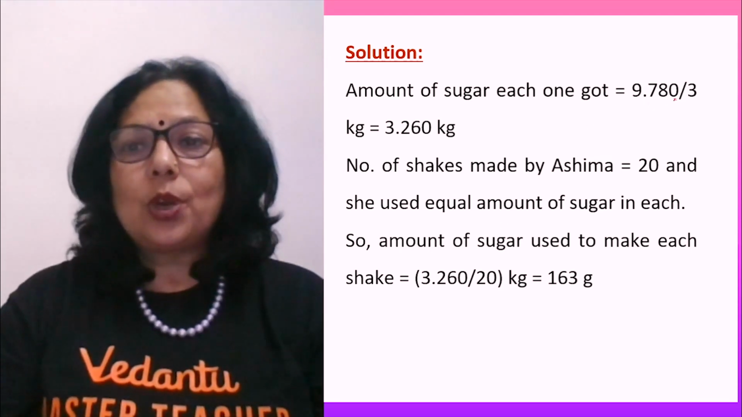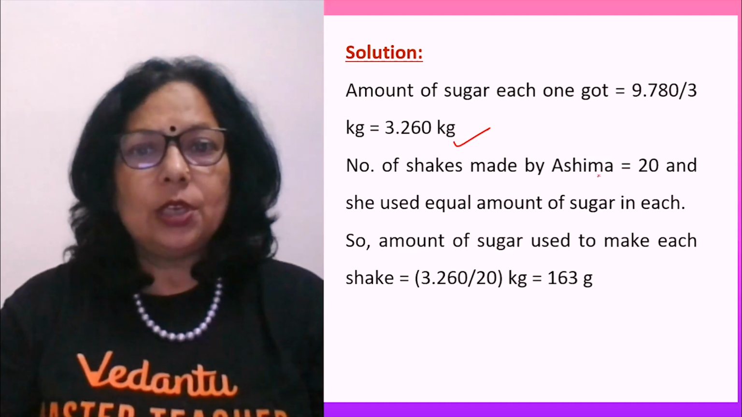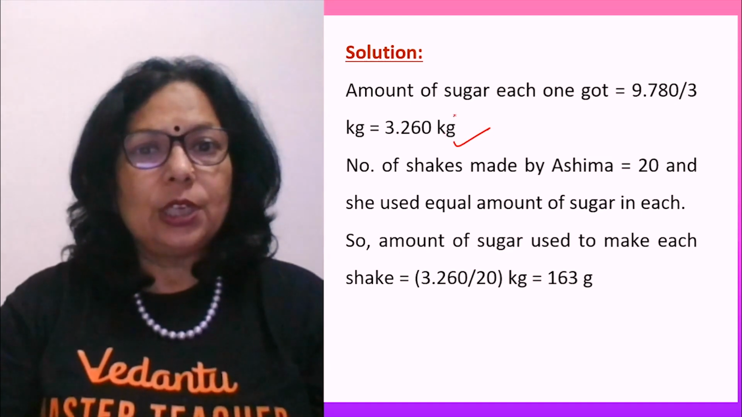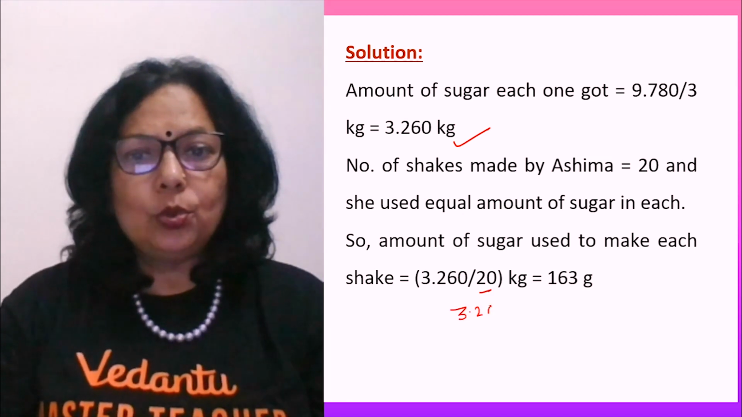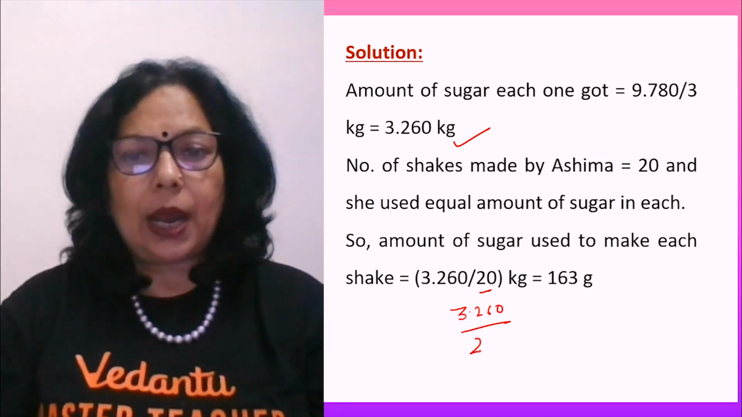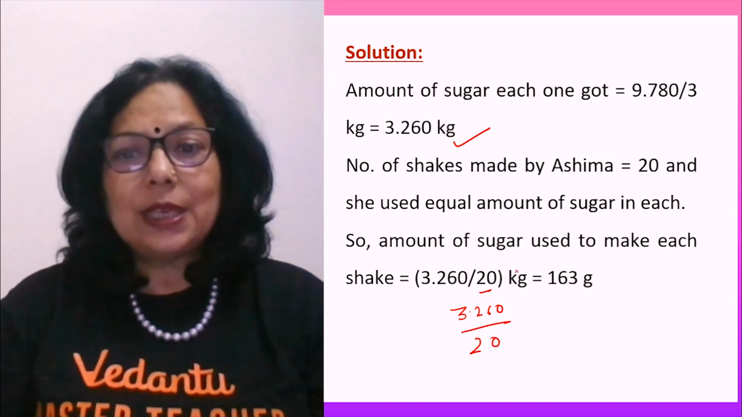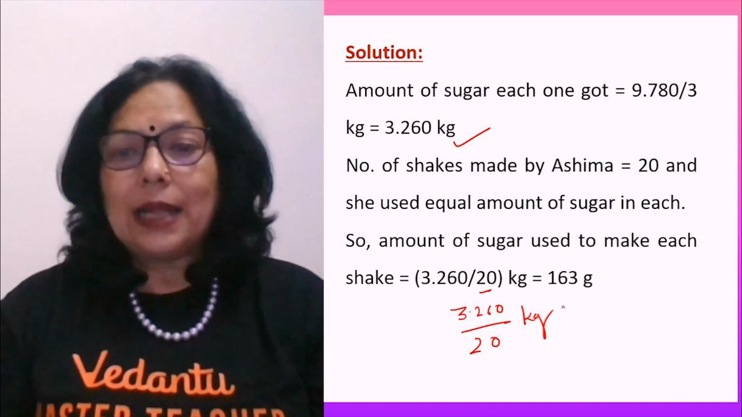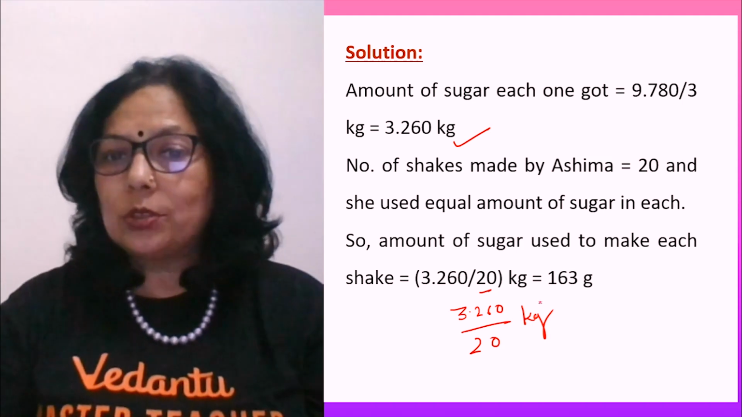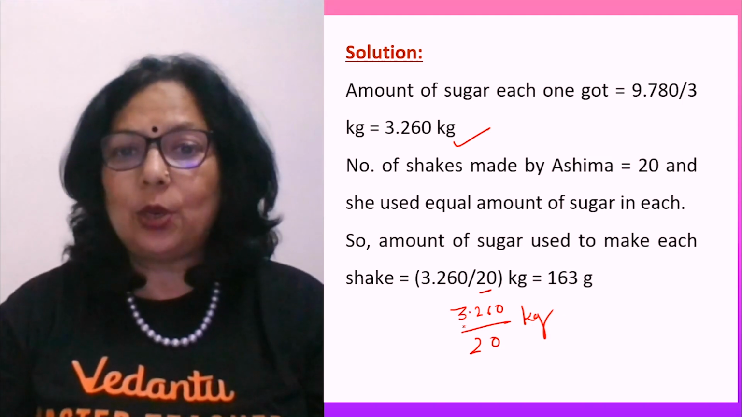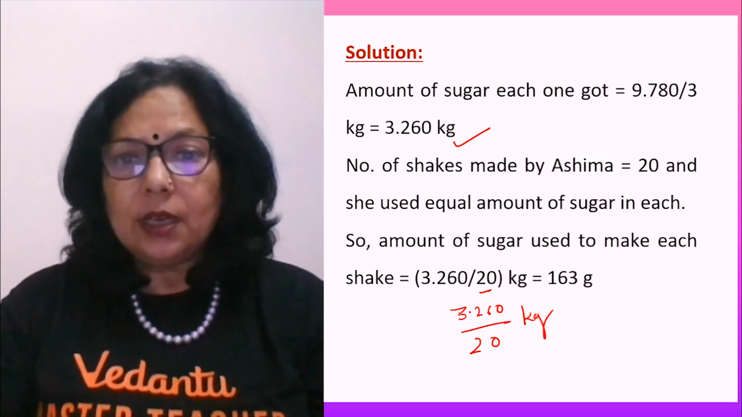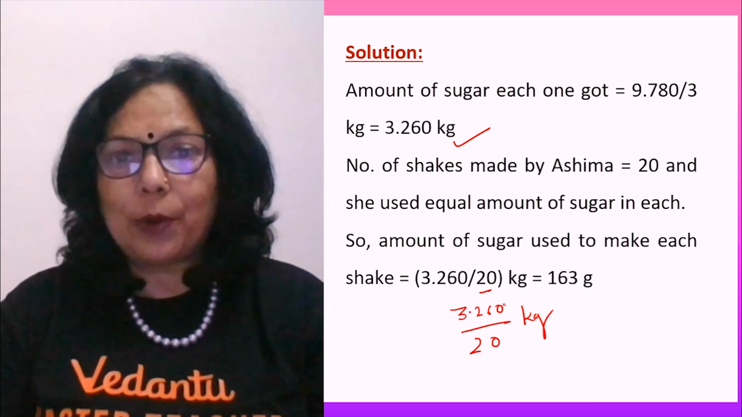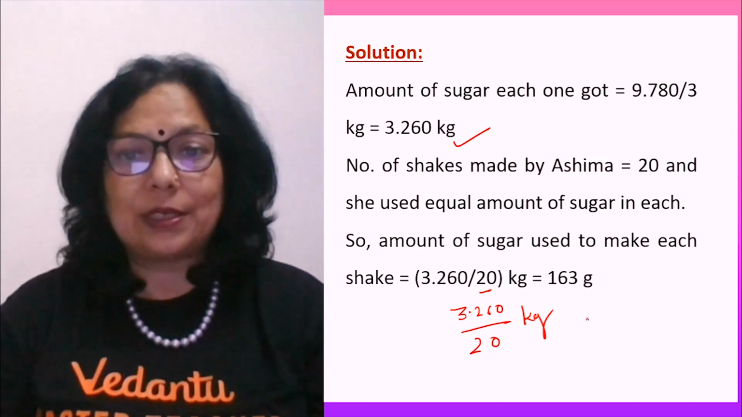See, total sugar was 9.780 divided into 3 parts. It comes to this much. So Ashima's share is this much. She is divided into 20 shakes. So 3.260 divided by 20. This is kg. Answer is given in grams. Also why? Because this is a decimal over here. So we don't write such a big value in kg. Means big in the sense more number of digits, otherwise coming into decimals.